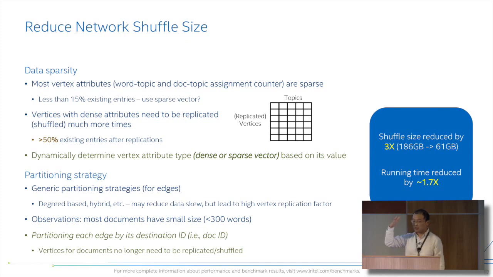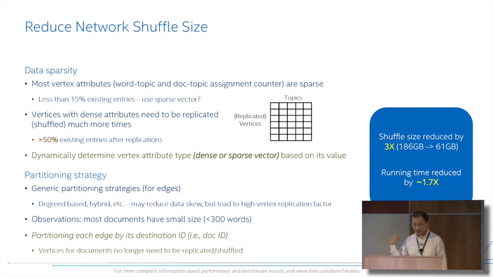If you think of the vertex attributes as a matrix, where every column is a topic and every row is a vertex, whether document or word, it's pretty sparse. Less than 15% of the entries actually exist, and all the others are missing. And when you get close to convergence, only about 5% have a value, and all the others are missing. So a natural way to implement it is to use a sparse vector for all the vertex attributes.